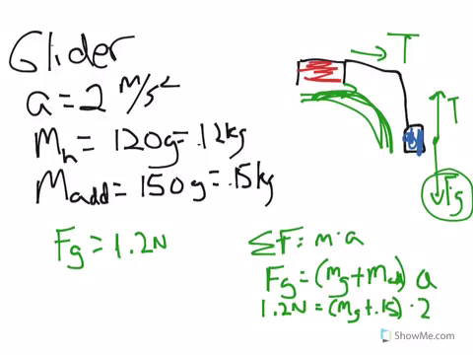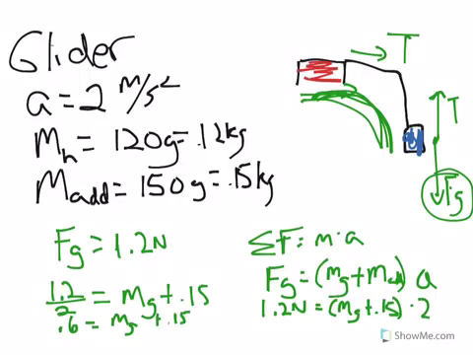So if we found this, we would get 1.2 divided by 2 equals the mass of the glider plus 0.15. If we do 1.2 divided by 2, we get 0.6, which equals the mass of the glider plus 0.15.